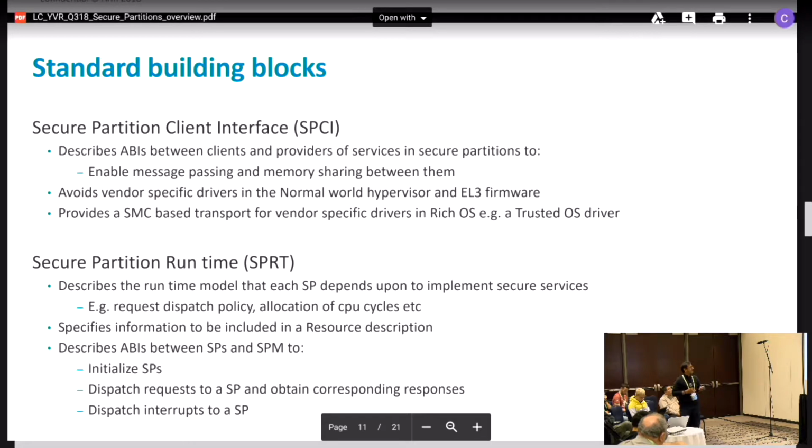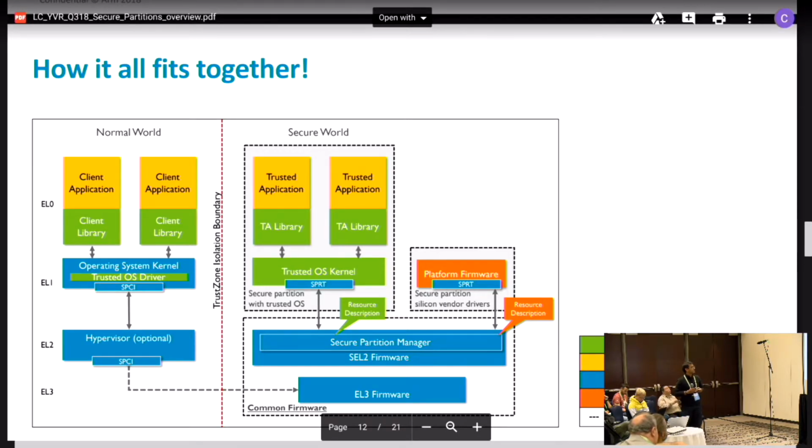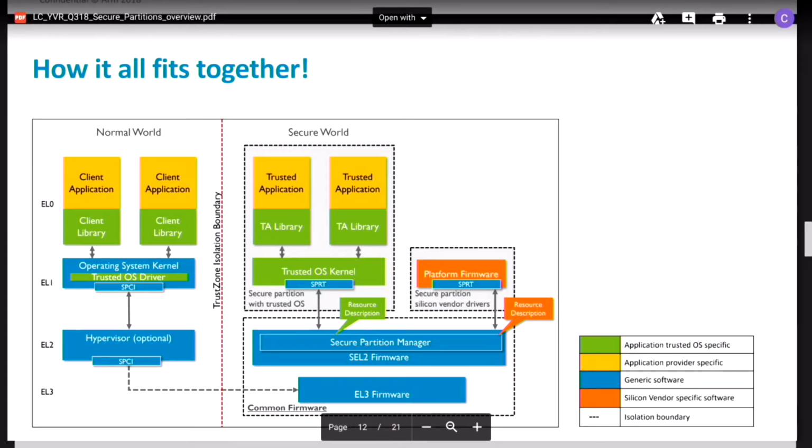So if we add these specs to the previous diagram, it starts to look a bit like this, where the TrustedOS driver in the operating system kernel, instead of having its own set of proprietary secure monitor calls to talk to the TrustedOS, can rely on a generic SPCI driver. The hypervisor, instead of having a TrustedOS specific driver again, can have a generic driver which can just forward the communication in either direction.